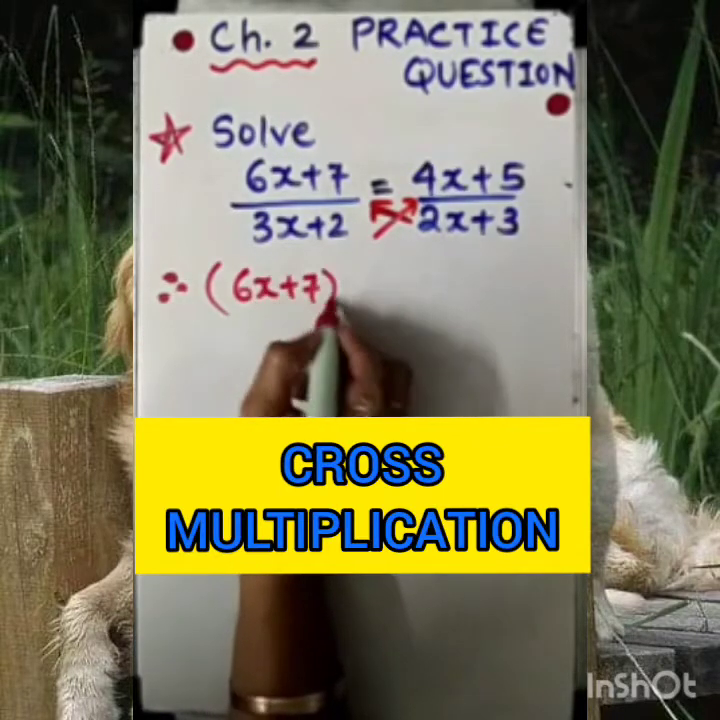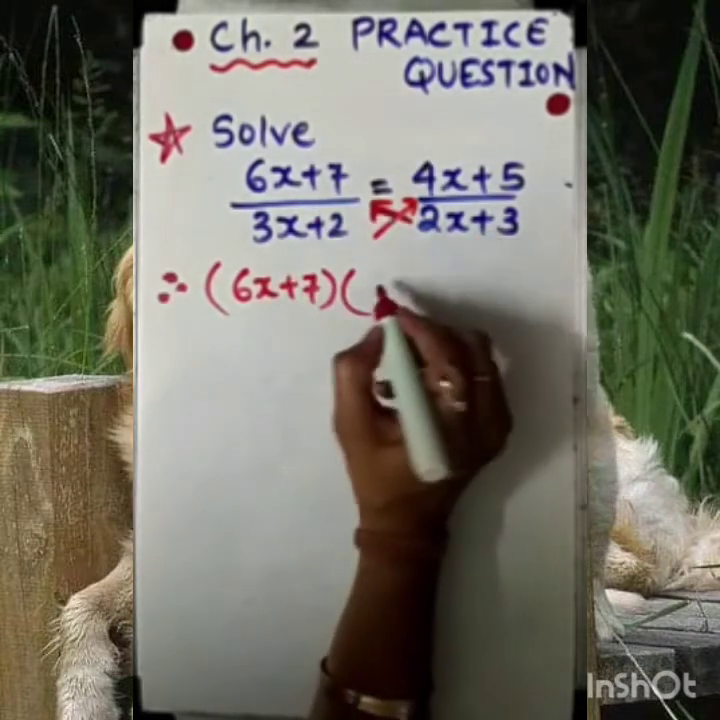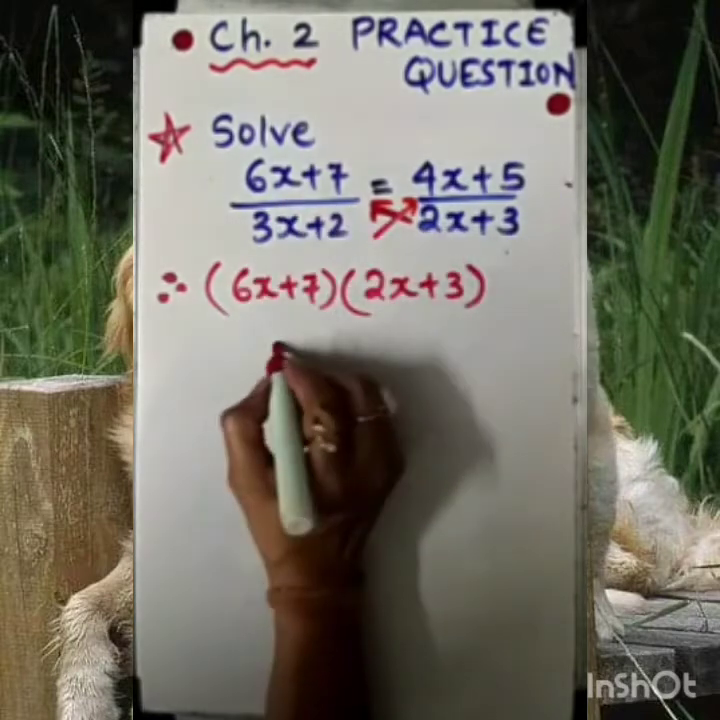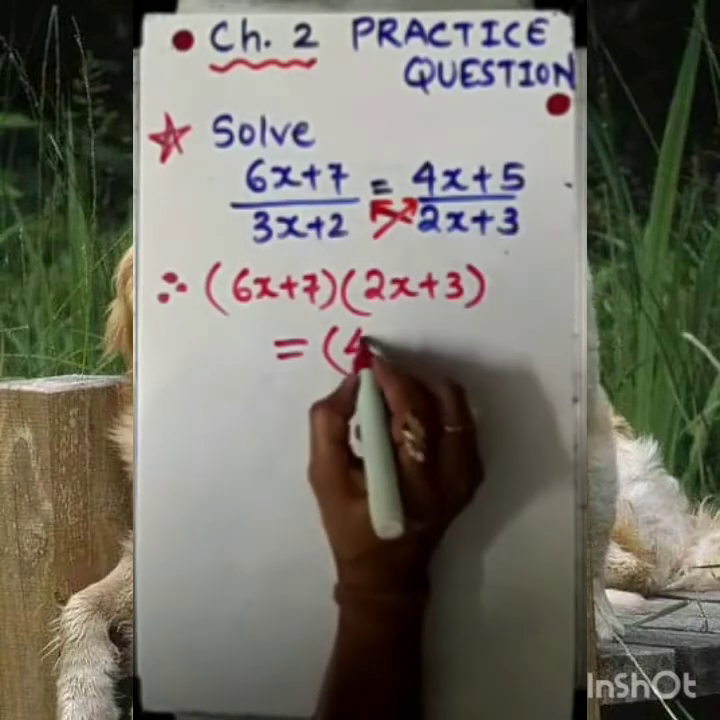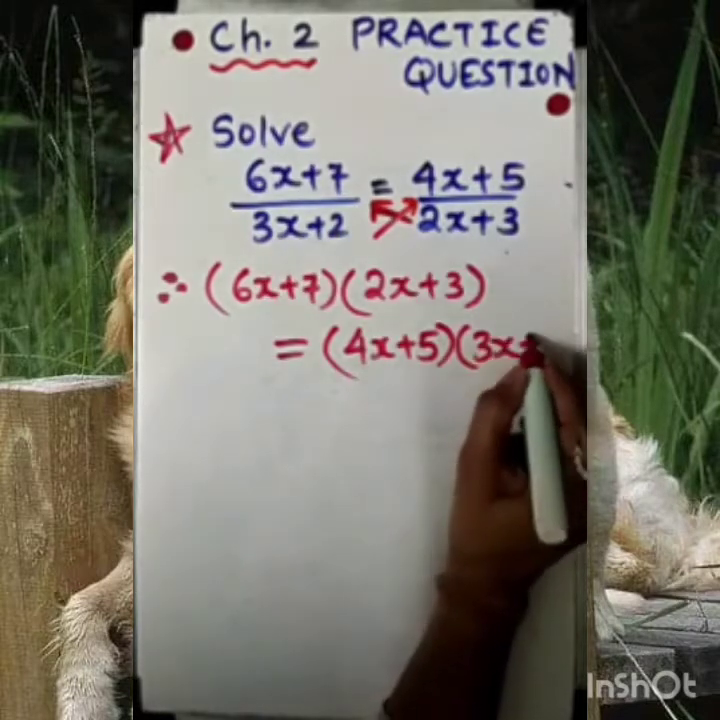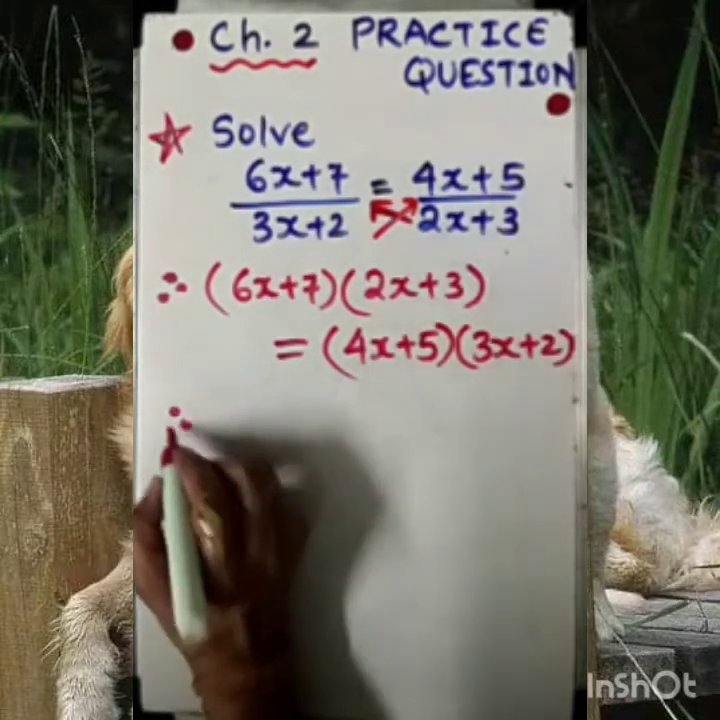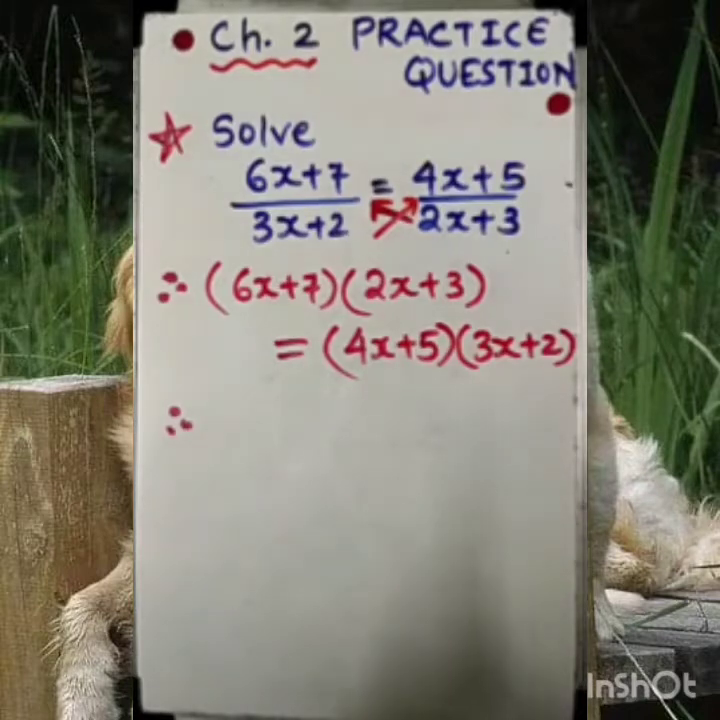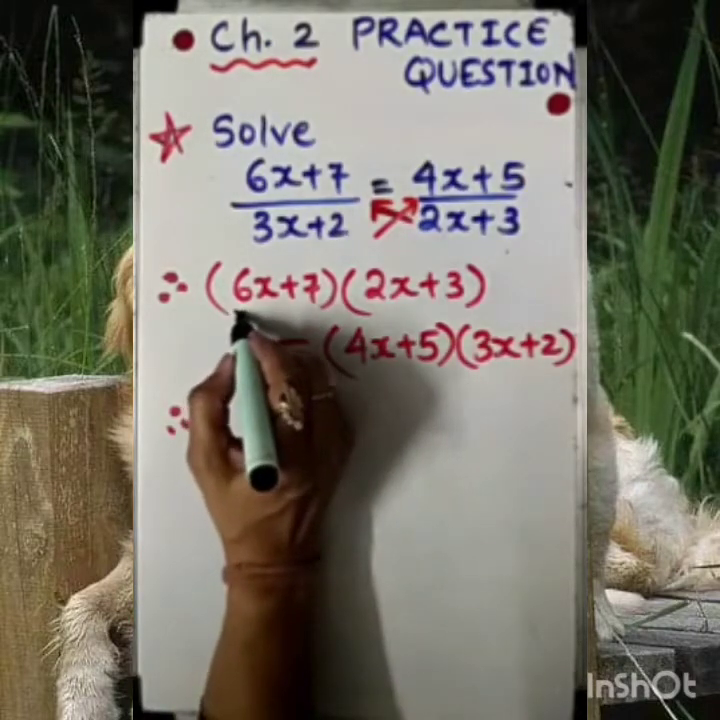6x + 7 is already there in the numerator. Let's multiply it with 2x + 3 = 4x + 5, which is already there. Let's multiply it with 3x + 2. So dear student, in the numerator we are going to multiply the denominator of both of the sides. Okay, now how to multiply these two brackets, we have already studied in algebraic expressions. Very simple, very easy. If you do not remember, then also nothing to worry about.